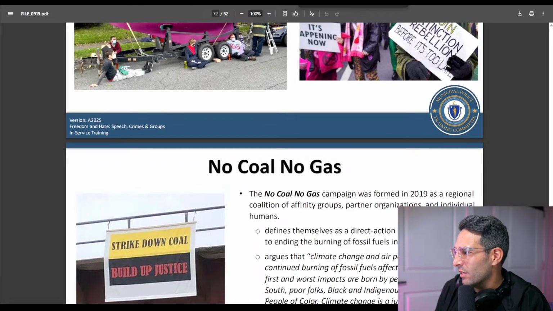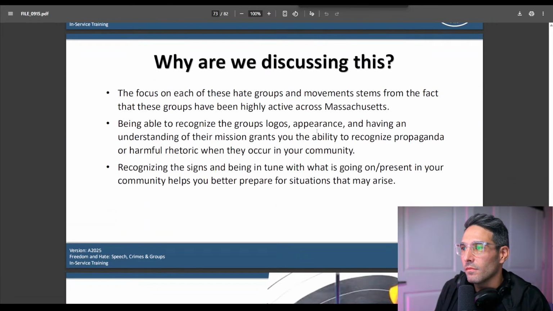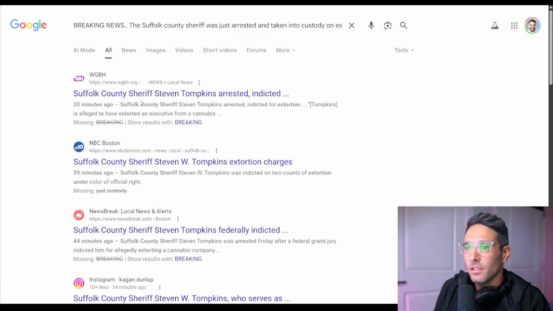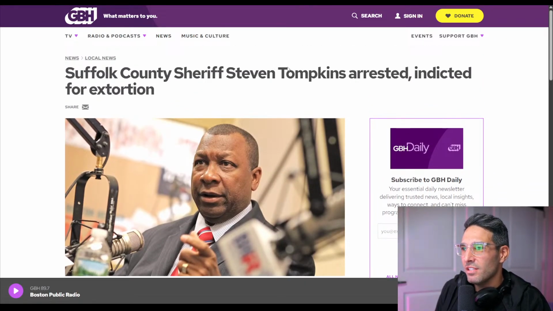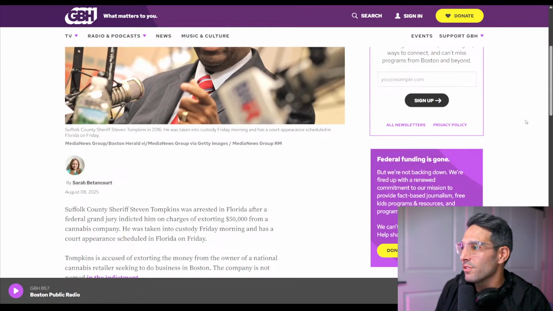Breaking news, the Suffolk County Sheriff was just arrested and taken into custody on extortion charges. Really? I'm going to look that up real quick. Holy shit. Suffolk County Sheriff Stephen Tompkins arrested, indicted for extortion. Blow this up.